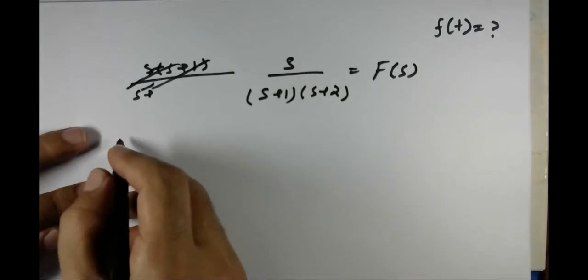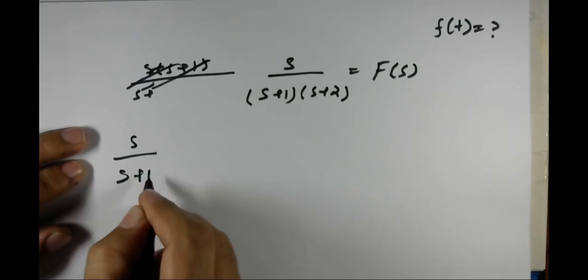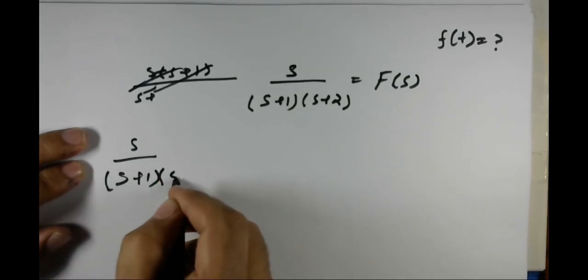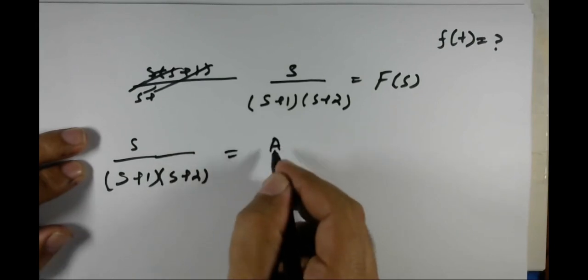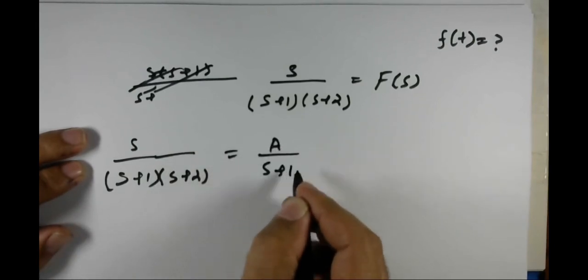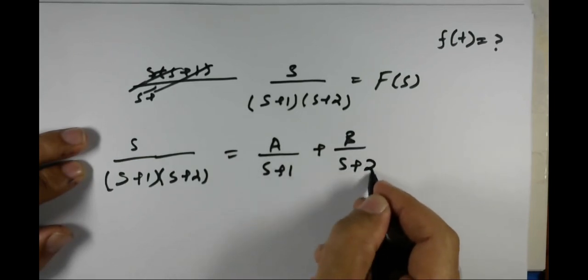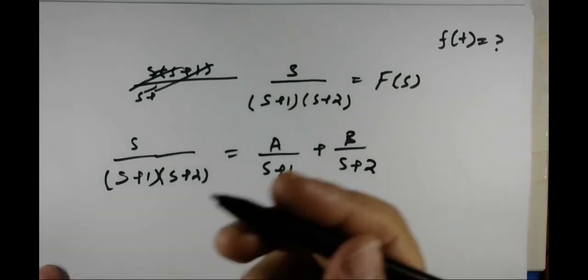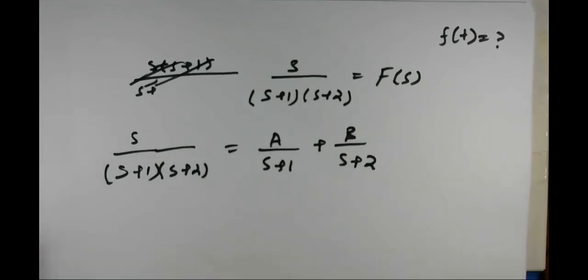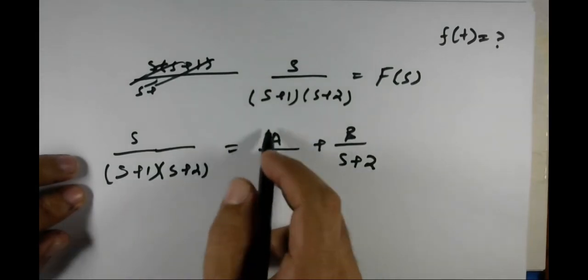So we can say that s by (s plus 1) into (s plus 2) is equal to a by (s plus 1) plus b by (s plus 2). This is our first step. You can divide your steps, say step 1, step 2, step 3, and so on. Now we need to find the values of a and b.